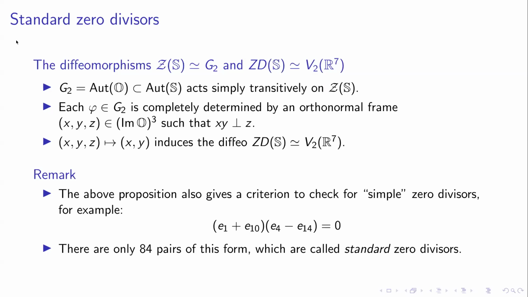One remark is that the above proposition also gives a criterion to check for simple zero divisors, like simple combinations of sums of elements of the basis. For example, you can check that E1 plus E10 is a zero divisor, and so is E4 minus E14. There are only 84 pairs of this form which are zero divisors, and they are called the standard zero divisors.